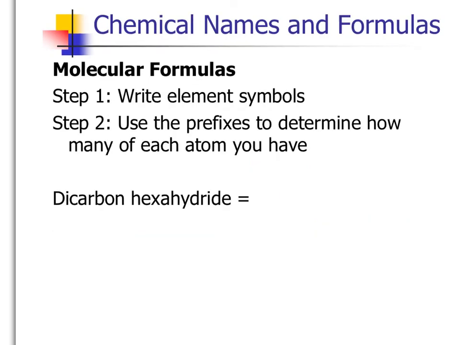To write the formula of a molecular compound, first write the symbols for the elements in the name, and then use the prefixes to write your subscript numbers. In this compound here, I have the elements carbon and hydrogen, so I would write down C and H. Dicarbon means I have 2 of them, and hexa means I have 6 hydrogens.